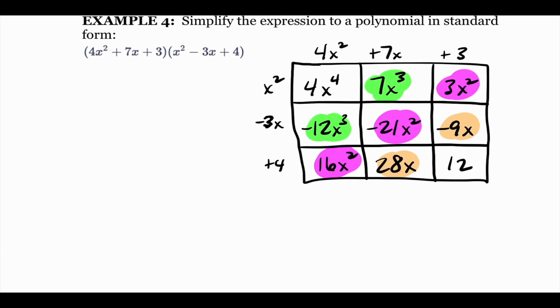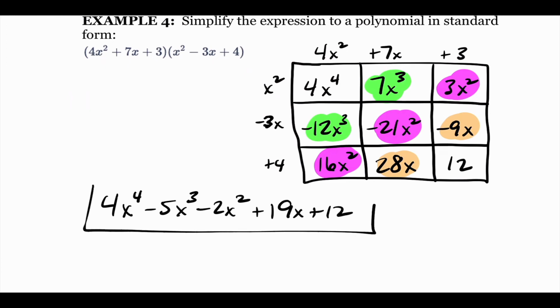Okay. So here we go. Big power, 4x to the 4th. Next one, I'm not collecting powers anymore. Negative 5x cubed. Negative 2x squared plus 19x plus 12. You're done. That's it.